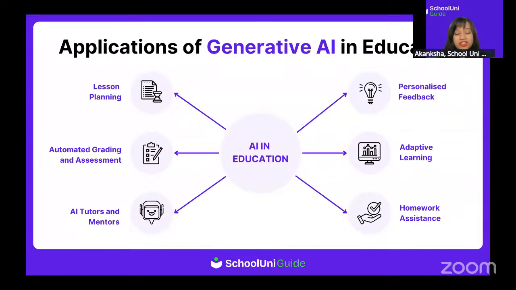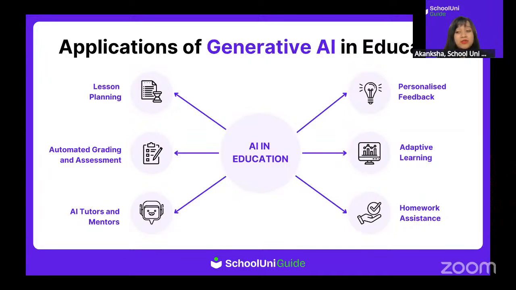So the first application is in lesson planning, where you can make a lesson plan for the year group and the curriculum of your choice within seconds using AI. You can also automatically grade and assess essay type of questions and even handwritten maths related questions using AI. You can also, as Ishita spoke about, the rise of AI tutors and mentors who can provide 24/7 guidance to students and not pause their learning journey because of the availability or non-availability of a human tutor.